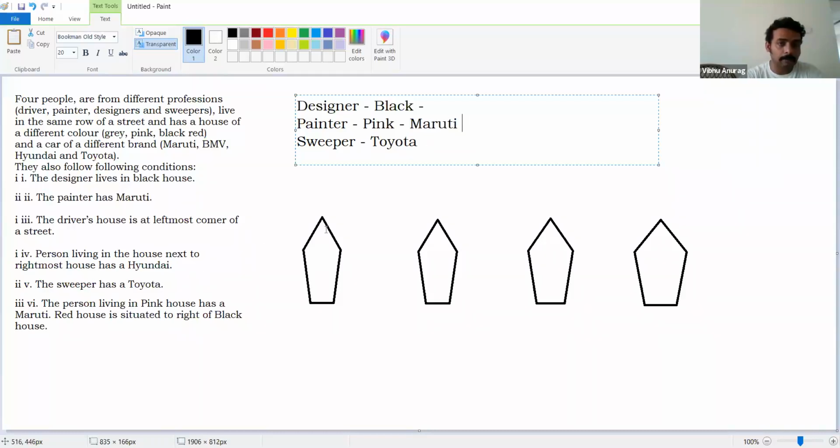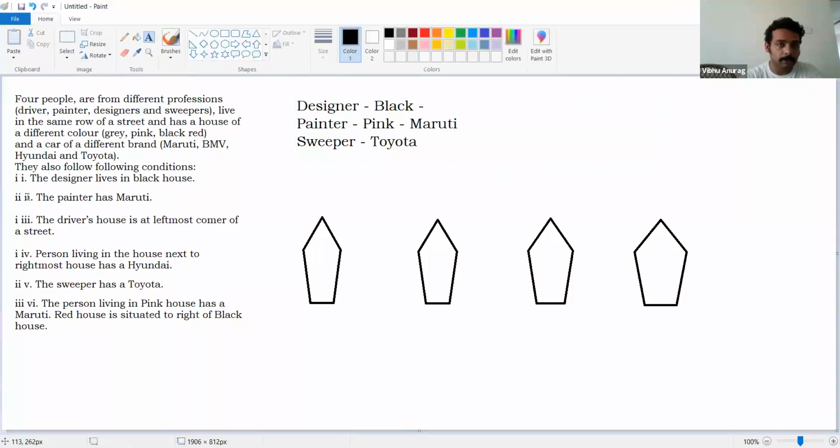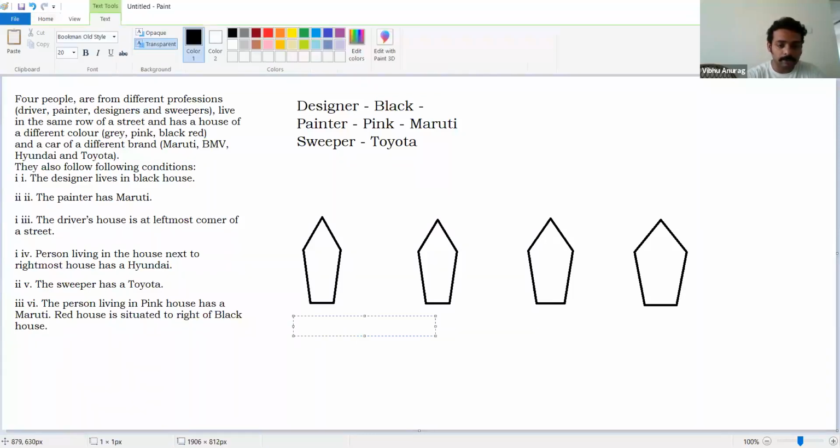Red house is to the right of the black house. So we stop this here and we put the other clues. Designer lives in black house. Okay. Driver's house is at leftmost corner. So this is the driver's house.